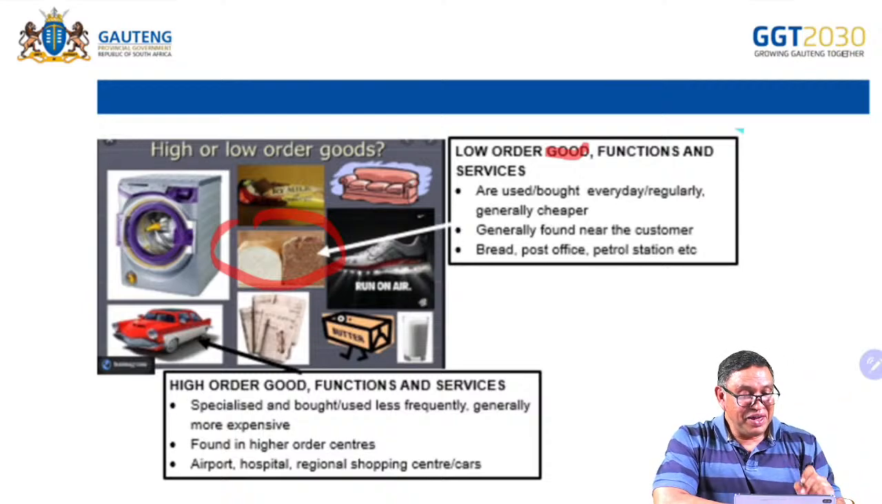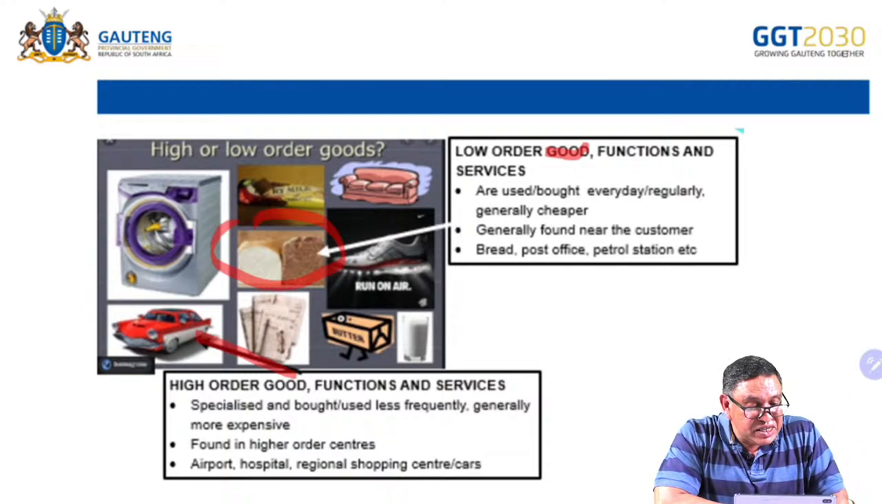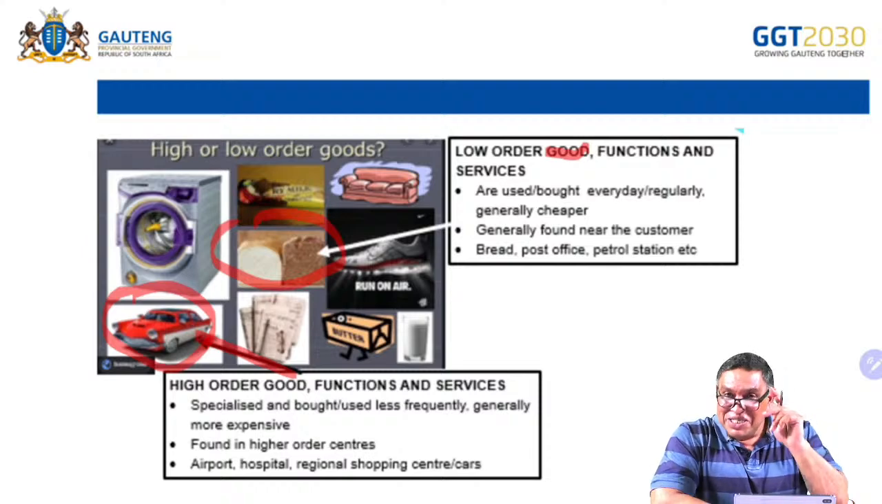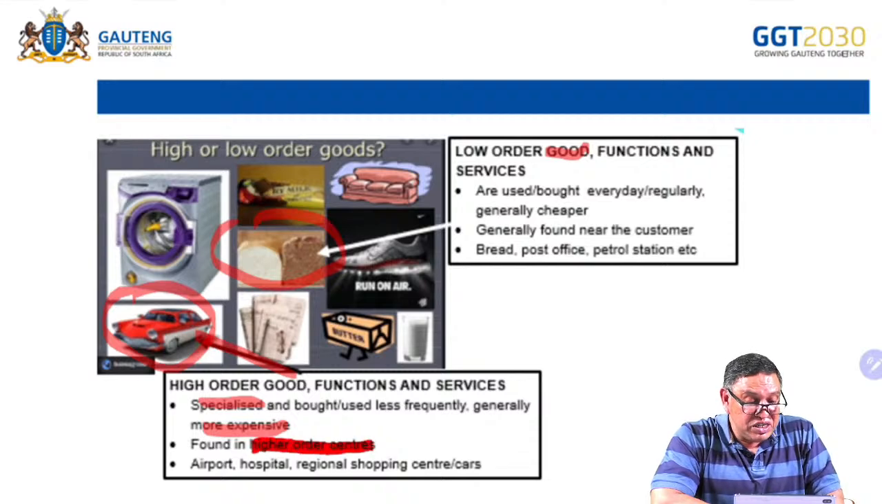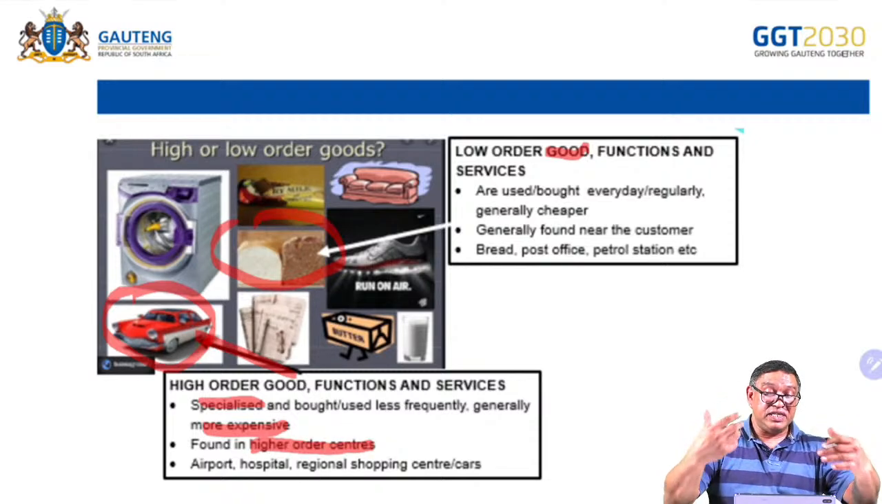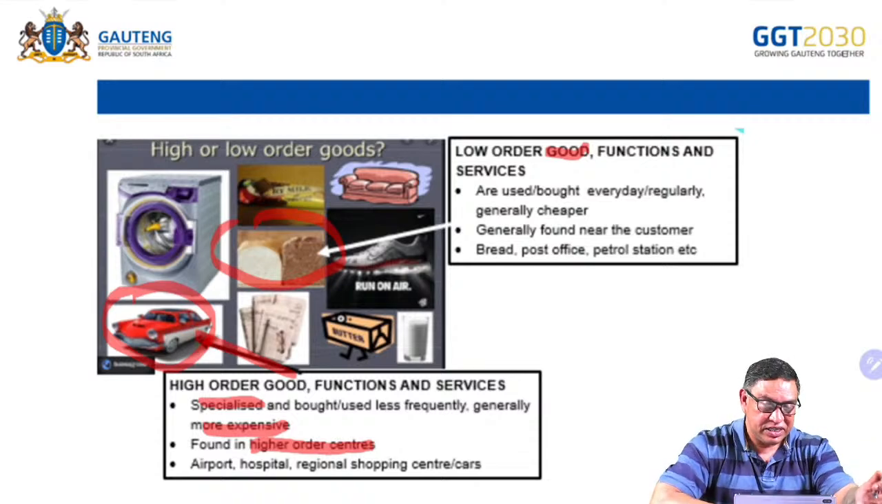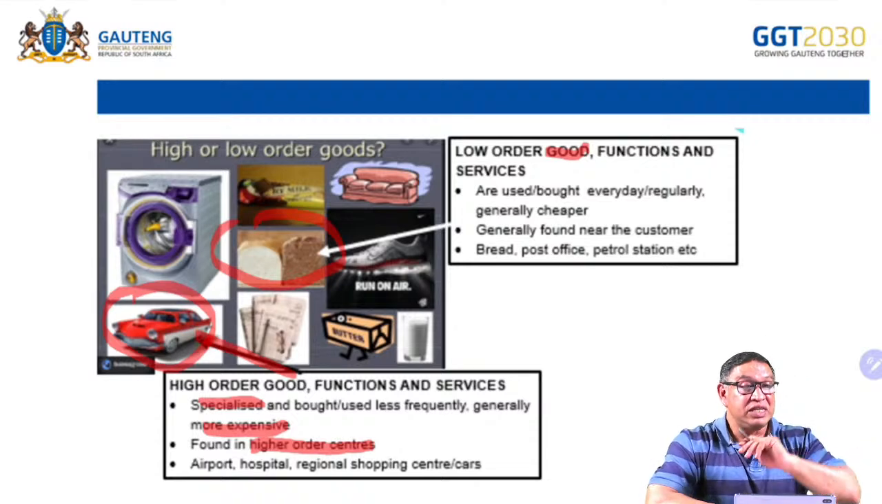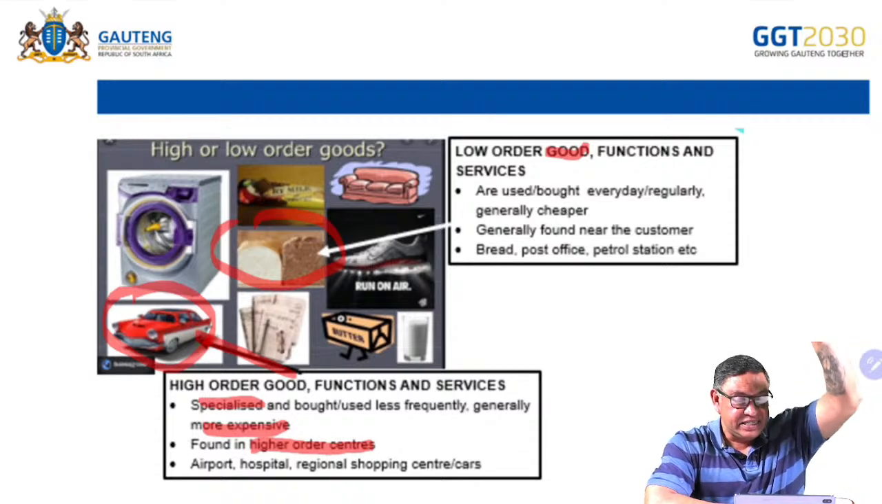All right. Then a high order function. This car, or maybe for some of you, you're so rich, it's not a high order function. You buy cars every day. All right. But generally, you don't buy cars every day. So it's more specialized. It's more expensive. It's found in higher order centers. And you can get this in terms of your services, etc. So it's found there, high order good. It's found in high order centers, etc.